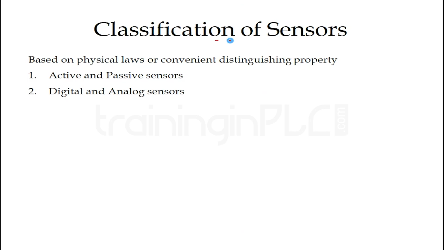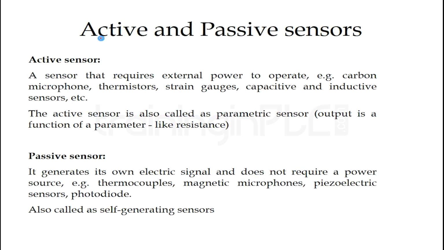Sensors are basically classified into two types: active and passive sensors, and digital and analog sensors. Active sensors require external power to operate. Examples: microphone, thermistors, strain gauge, capacitive and inductive sensors. Active sensors are also called parametric sensors.